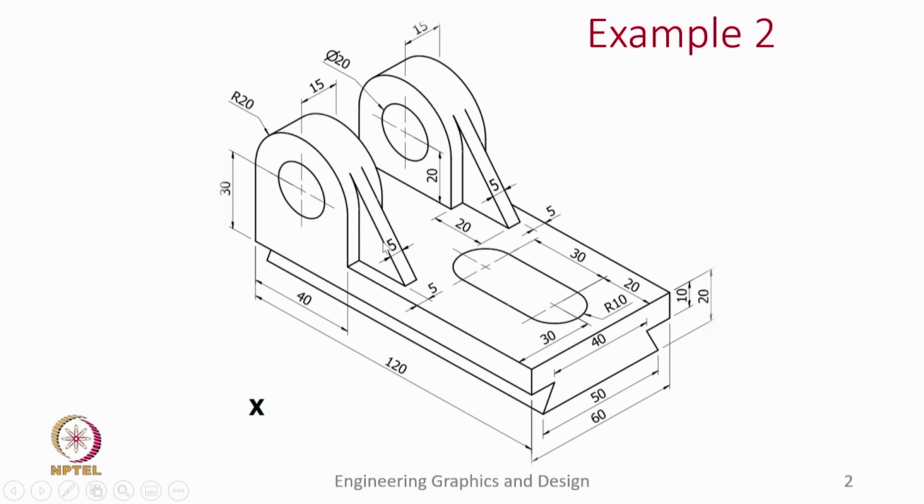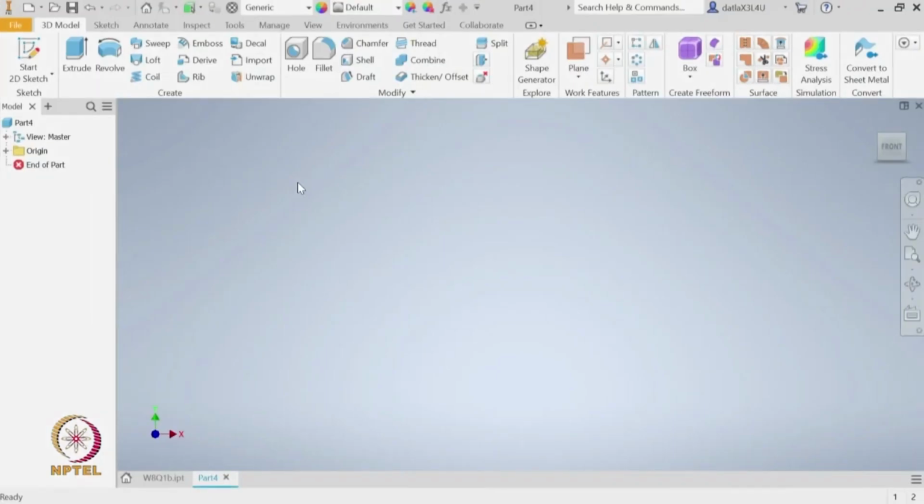Ribs are thin features which are given to improve the stiffness of the feature. So, for example, here this rib will give some rigidity or stiffness to this vertical member. So, even if there is load, it can sustain the load with less deflection. Okay. So, let us get started. Let us look into the software.